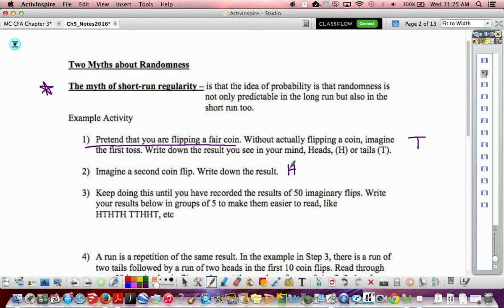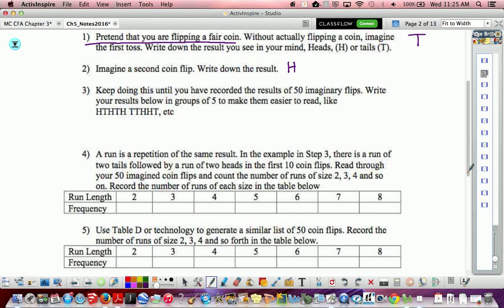Now, you're going to keep doing this for 50 imaginary flips. You're going to write down your results below. Put them in groups of 5 to make them easier. Like I started with tails, heads. If I do it 5 more times, say it came up tails, tails, heads. That would be my first 5 coin flips.